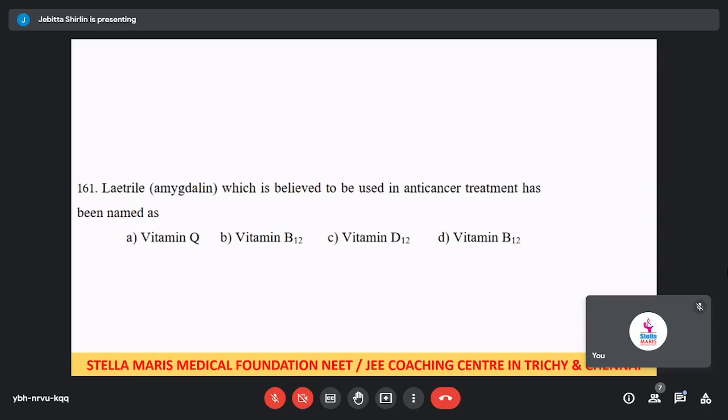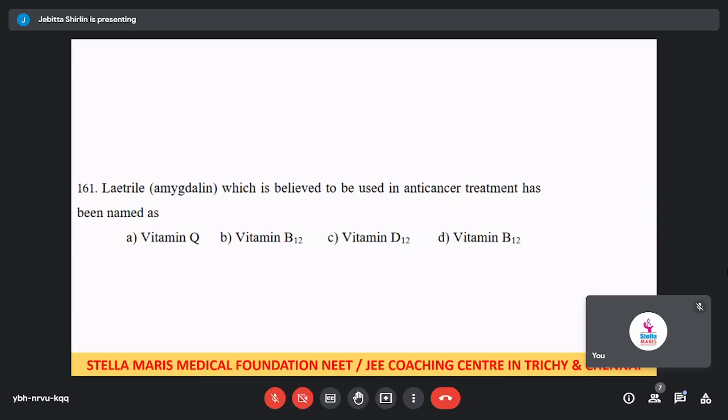But when it is taken in excess amount, eating excess of this amygdalin could result in cyanide poisoning in our body, which could ultimately result in death also. So vitamin B17 is associated with amygdalin. Right? Shall we proceed?